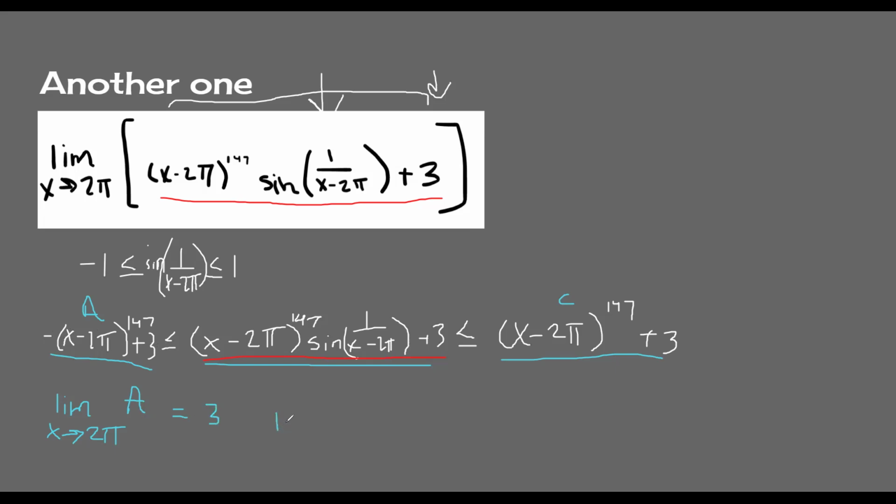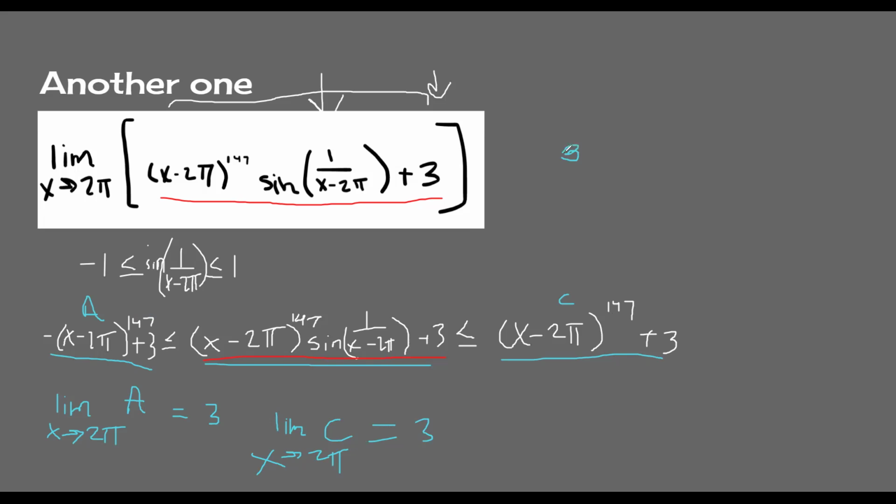Now, we have to do the other one too. The limit as x goes to 2 pi of c, or basically this part. Okay, plug in 2 pi. 2 pi minus 2 pi equals 0 to the 147th power. Sorry, I forgot that over here, but 0 to the 147th power is still 0. Plus 3 is 3. And yeah, the 147 might have freaked you out, but it ended up not even mattering. So now both of them equal 3.